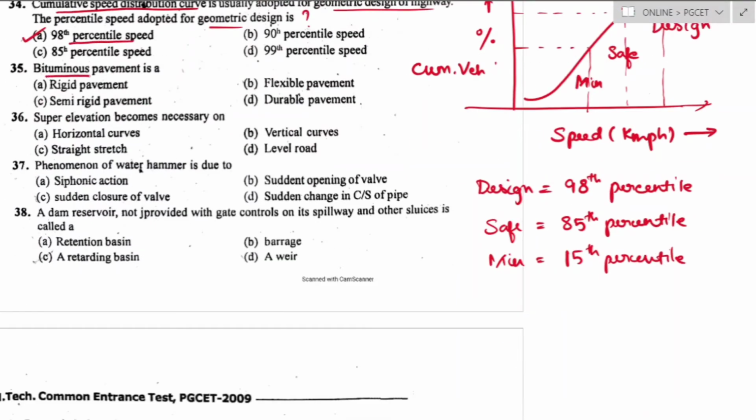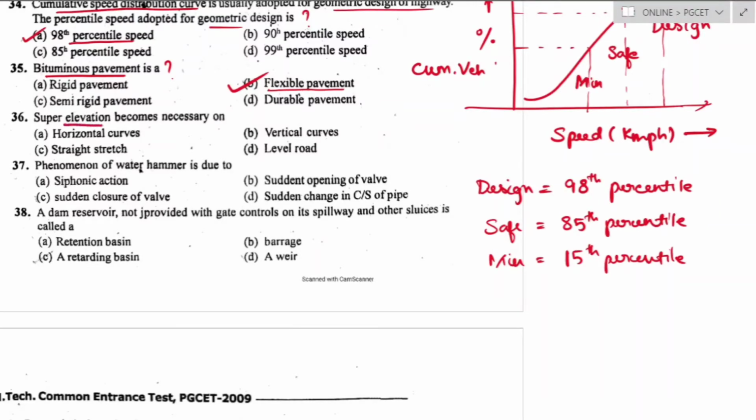Question number 35. Bituminous pavement is a type of which pavement? So bituminous pavement is a type of flexible pavement consisting of a mixture of asphaltic or bituminous material and aggregates placed on the bed of compacted granular material of appropriate quality in layers over subgrade. So option B is the right answer. It is a type of flexible pavement.